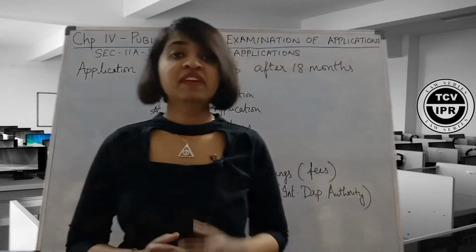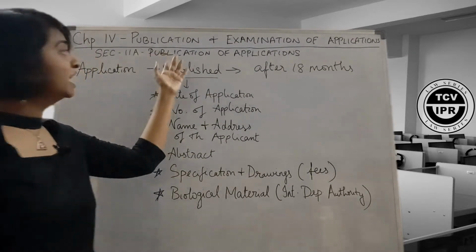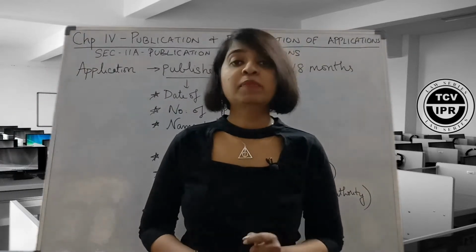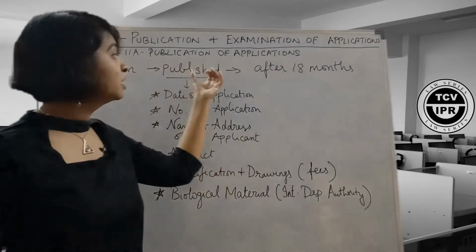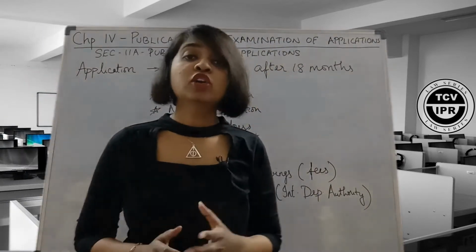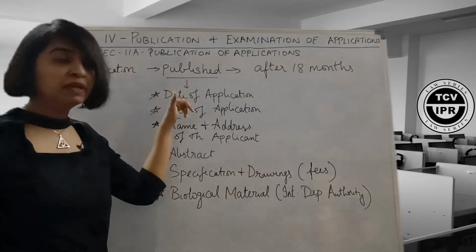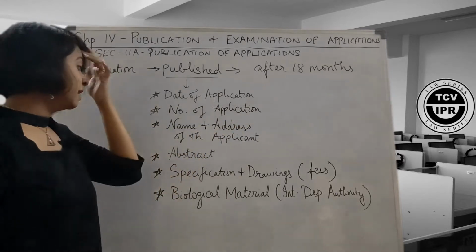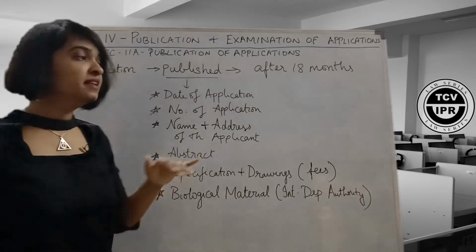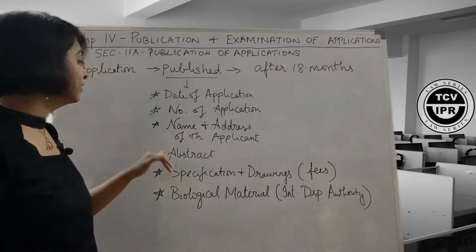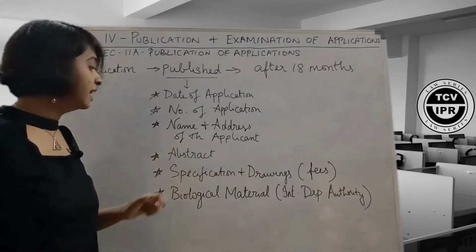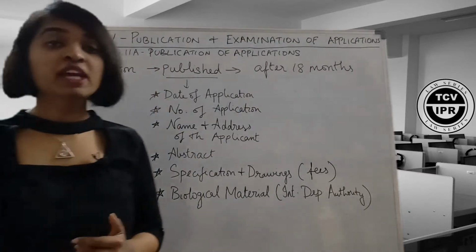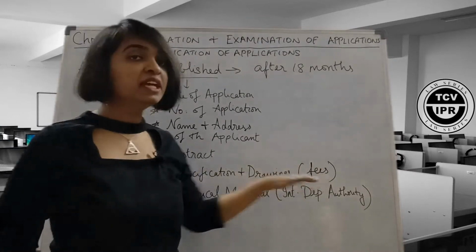Section 11A talks about publication of applications. Once you have filed your application, it will be published after a period of 18 months. Now what all will be published? The date of the application, your application number, then name and address of the applicant. So you have applied, then your name and address will be there. Then the abstract which you have mentioned, and then the specification and drawings. For specification and drawings, only by paying some prescribed fee, that will be given.